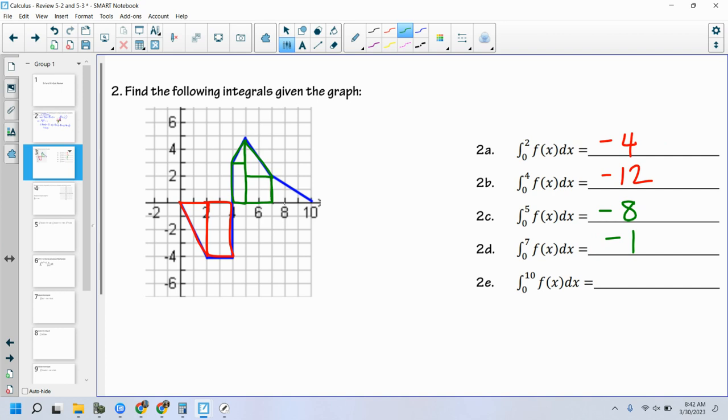And then finally, 0 to 10. It's another 2 by 3 triangle, giving us another 3 units. So negative 1 adding 3 is 2. All said and done, from 0 to 10 should be 2. Questions there? Cool, let's keep it rolling then.